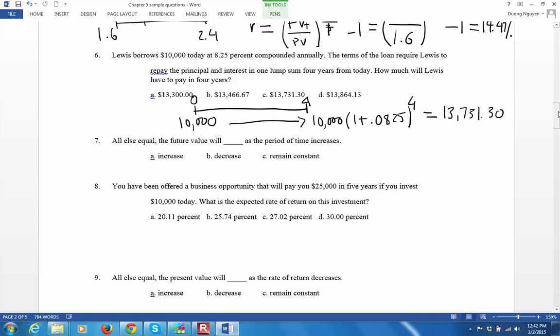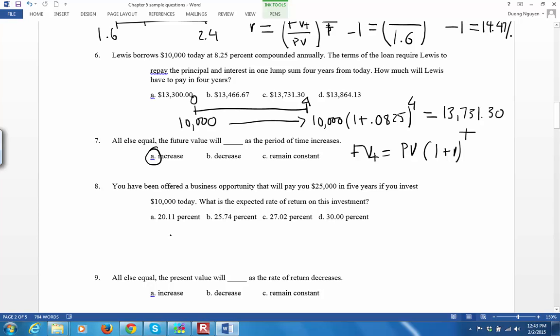$13,731.30. Now number 7: all else equal, will the future value increase or decrease if the time increases? You can see that future value equals present value times (1 + interest) raised to the power t. So obviously if everything else is equal and time increases, the future value will have to increase. It makes sense because if you have more time to earn interest, you will receive more money. Very simple. So the answer obviously is A.